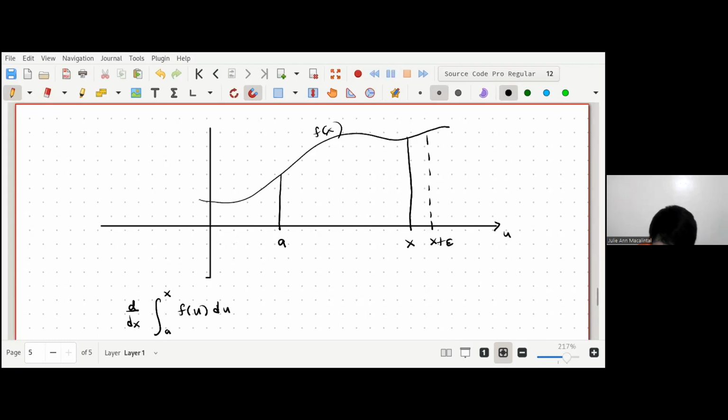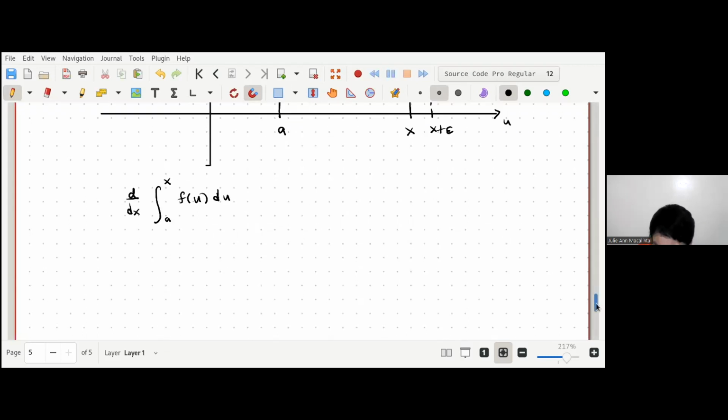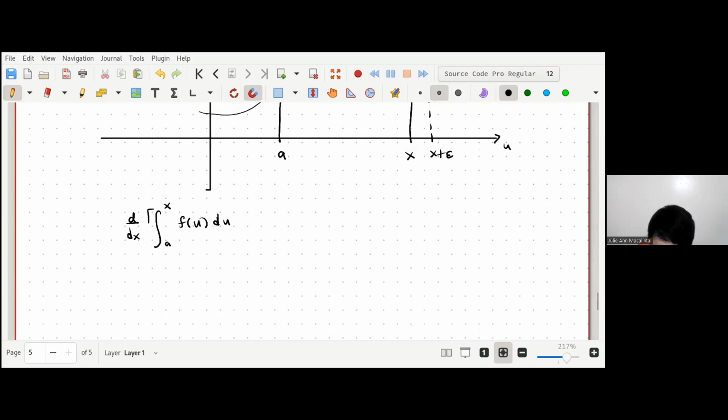Ito yung u-axis. Ano po yung, ito yung y-axis. Parang U na walang buntot. Tapos may ano po siya. Ako hindi ko rin alam kung ano yun eh.